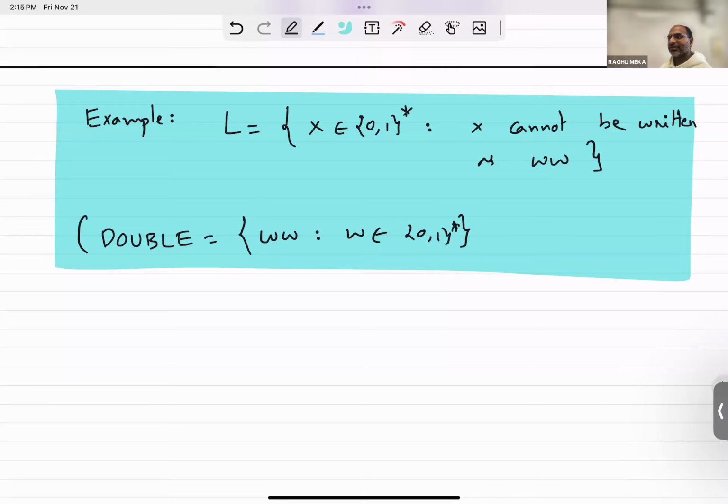Does that make sense? Does the definition of the new language make sense? It's just the complement of double. I'm just calling it L for now. Okay. So, that is, L is the complement of double.